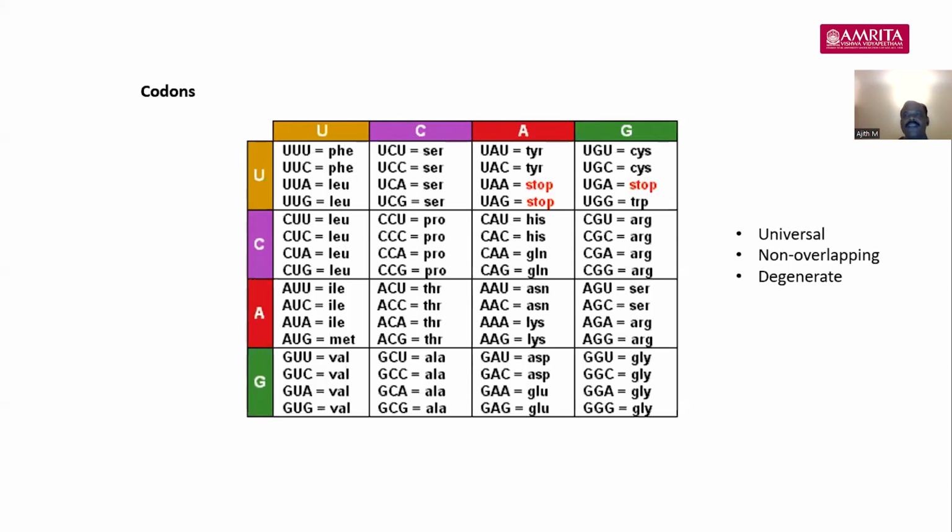Degeneracy is explained by a theory called the wobble hypothesis. The wobble hypothesis is also credited to Francis Crick. What does the wobble hypothesis say? That in most of the cases, the third position of the codon seems to be wobbling.